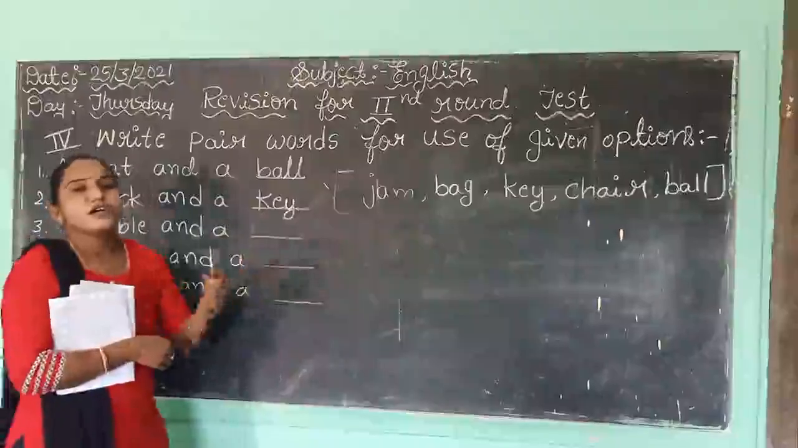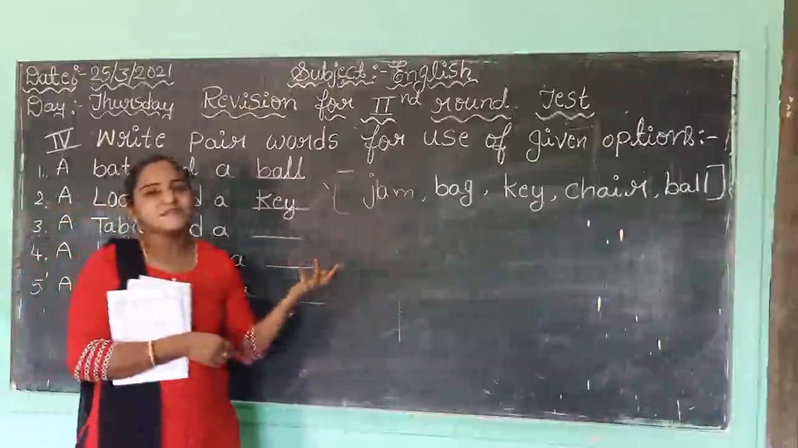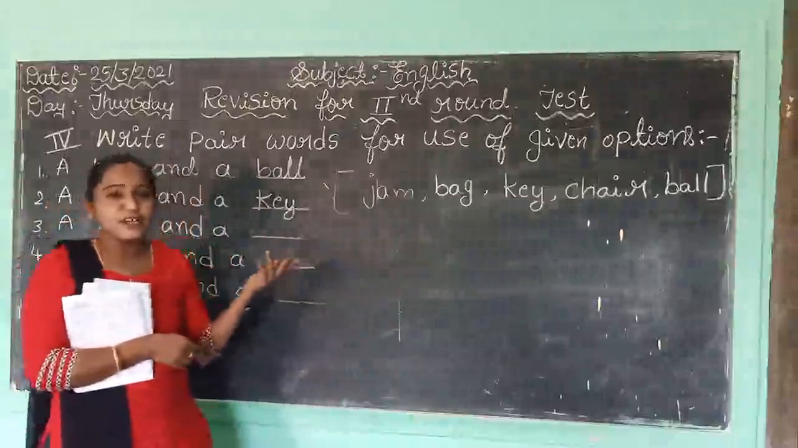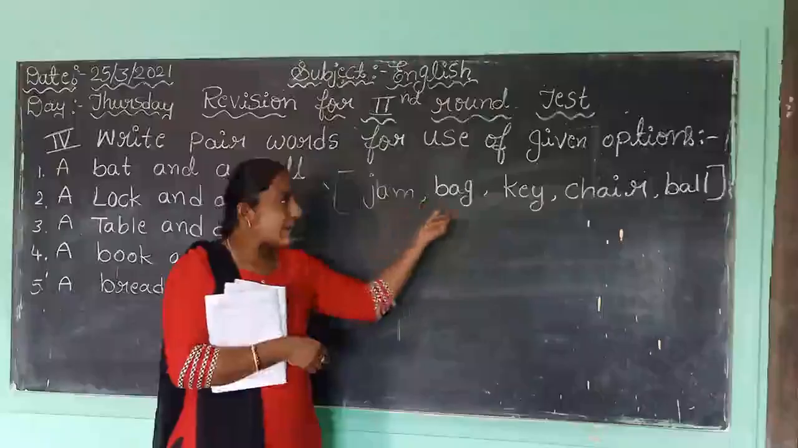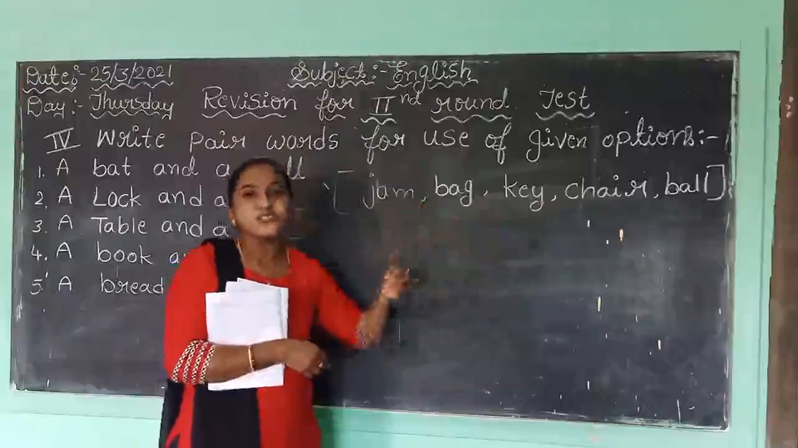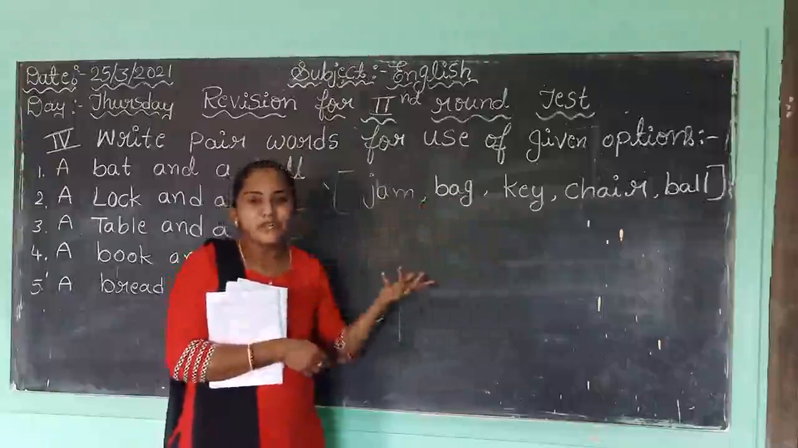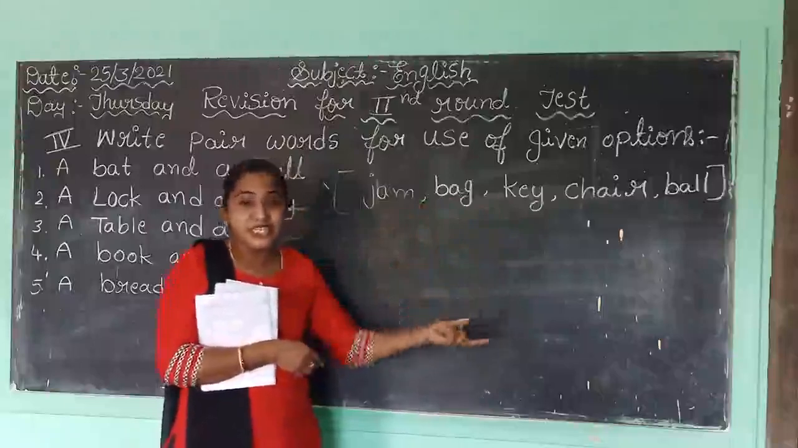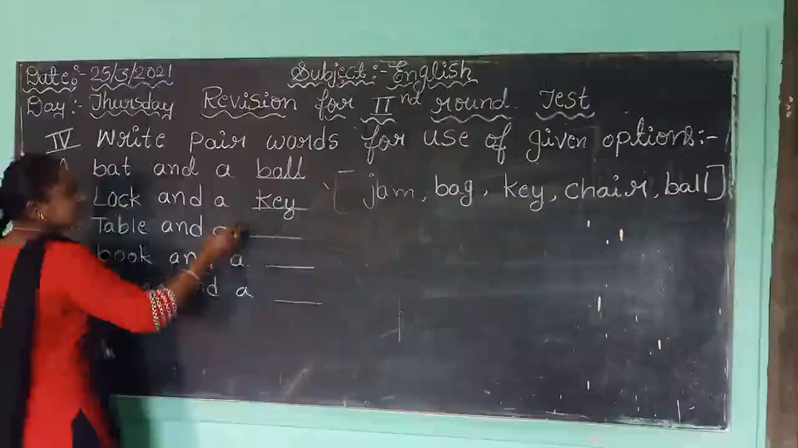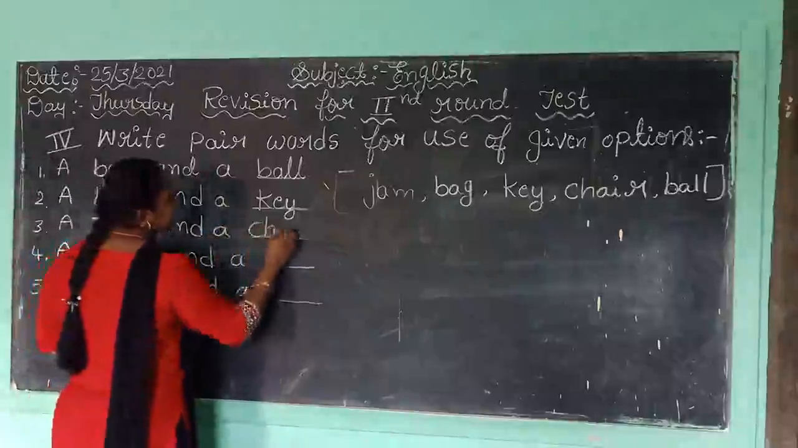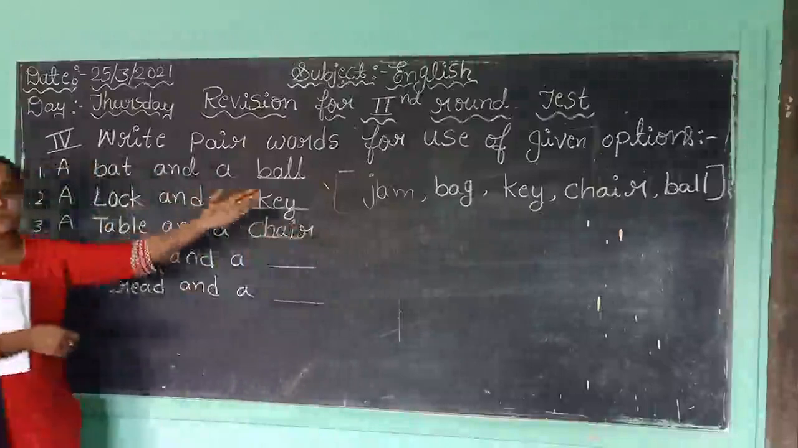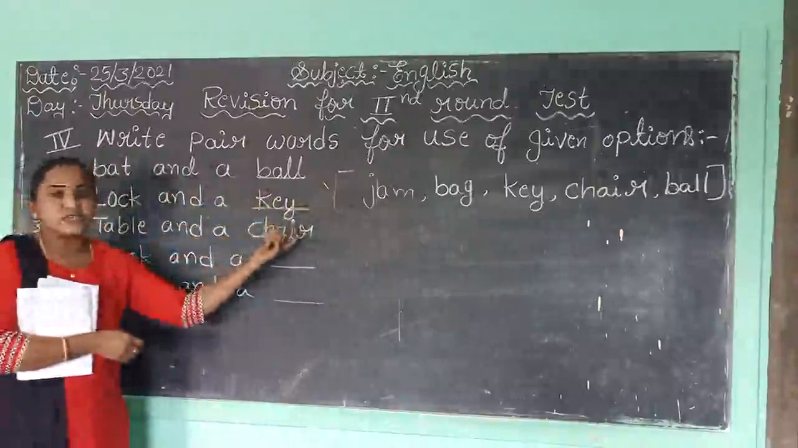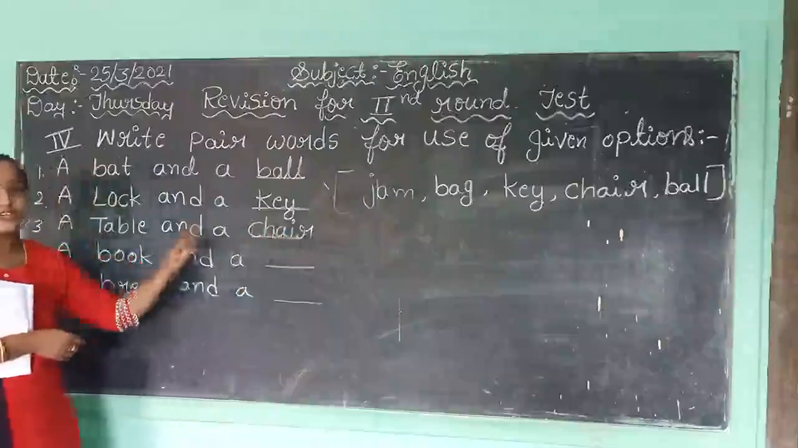Tell me, children, you already learned this, tell me the answer. So see the options here: jam, bag, key, chair, or ball. So, the related word for the table? Chair. So see there and write here, children. C-H-A-I-R, chair. And they are given options also. So you see there and choose the correct answer from the bracket and write on the dash.